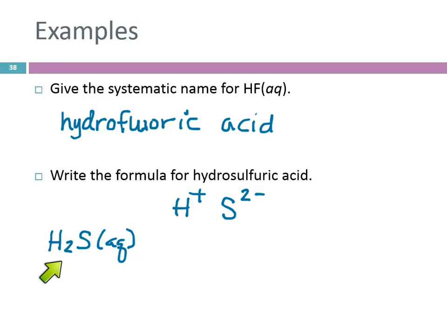What would this be named as a binary molecular compound? Dihydrogen sulfide. That's a gas, and that's that characteristic smell of rotten eggs. It's really nasty. But you dissolve it in water, and it's an acid. Question? Yes?